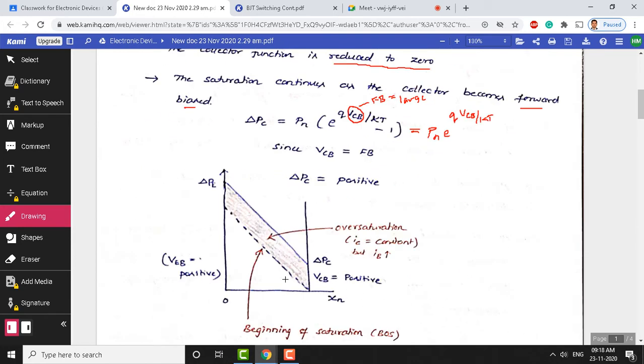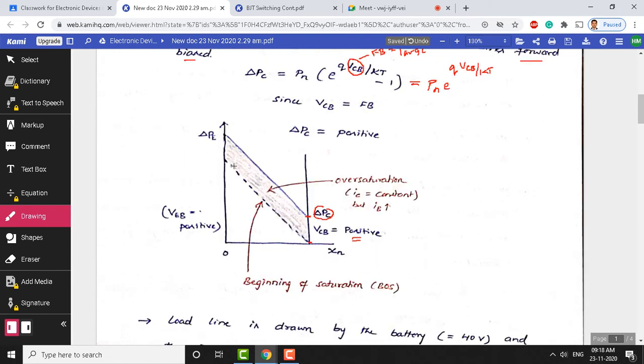Now see here, this is shown in the graph. So this is delta PC. We now have some holes here because of forward bias. VCB is positive, it is not 0 now. In the previous case we saw VCB as 0, which is the commencement of saturation, the beginning of saturation. This dotted line is the beginning of saturation, and the shaded portion indicates it is oversaturated because we applied emitter base voltage and also collector base voltage.